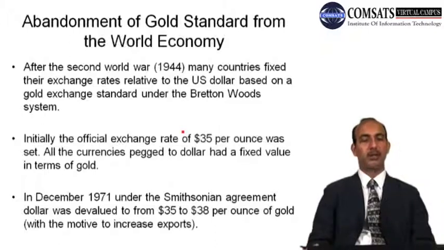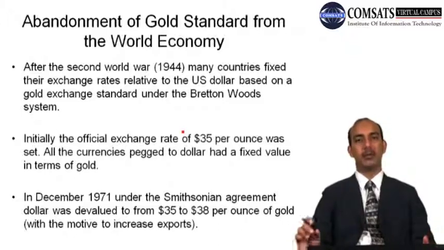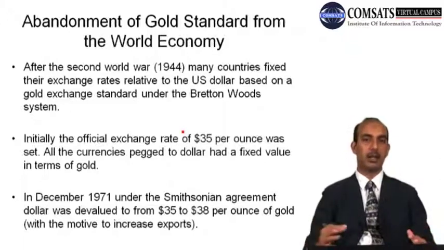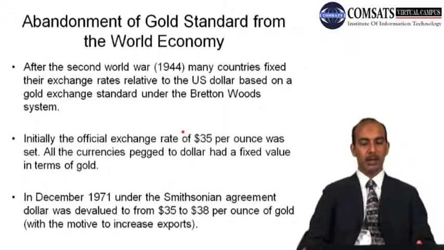Then after the Second World War, in 1944, many countries fixed their exchange rates relative to the US dollar based on a gold exchange standard under the Bretton Woods system. Under the Bretton Woods system, gold was set at a price against the dollar, about $35 per ounce of gold, and other currencies also determined their exchange rate with the dollar and among each other. Initially, the exchange rate of $35 per ounce was set. All the currencies pegged to the dollar had a fixed value in terms of gold.